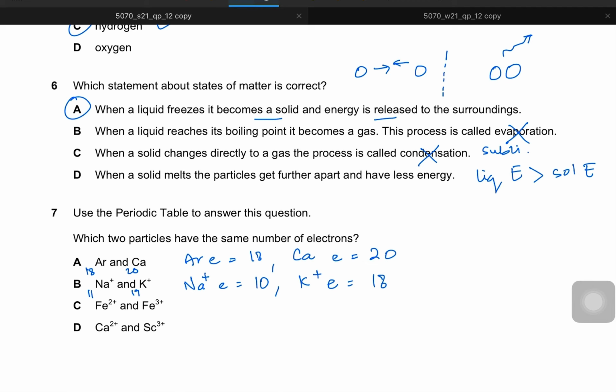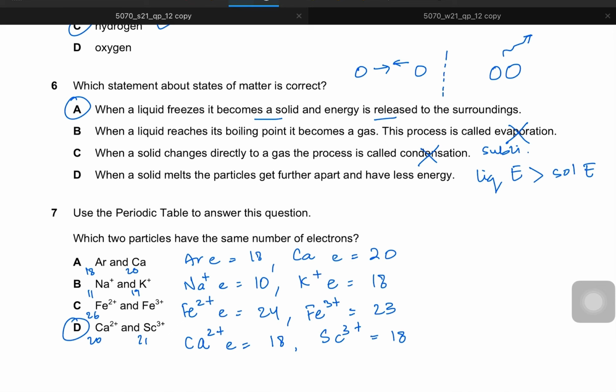Again, not true. Iron has an atomic number of 26. So how many electrons does the iron ion have? It has a plus 2 charge, so 24 electrons. And iron 3 must have lost 3 electrons, so it has 23 electrons. Calcium, again atomic number of 20. Calcium ion has again 18 electrons. And scandium has an atomic number of 21, so after losing 3 electrons, it becomes again 18. So D for doctor is the right answer.